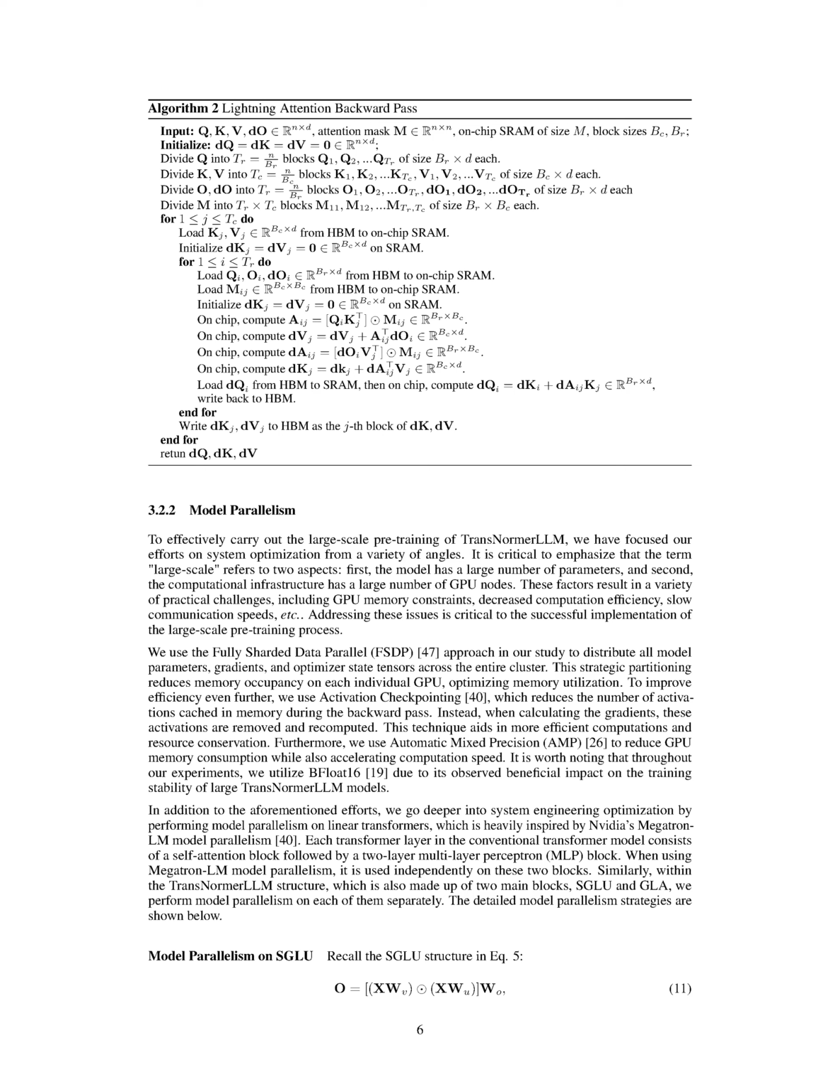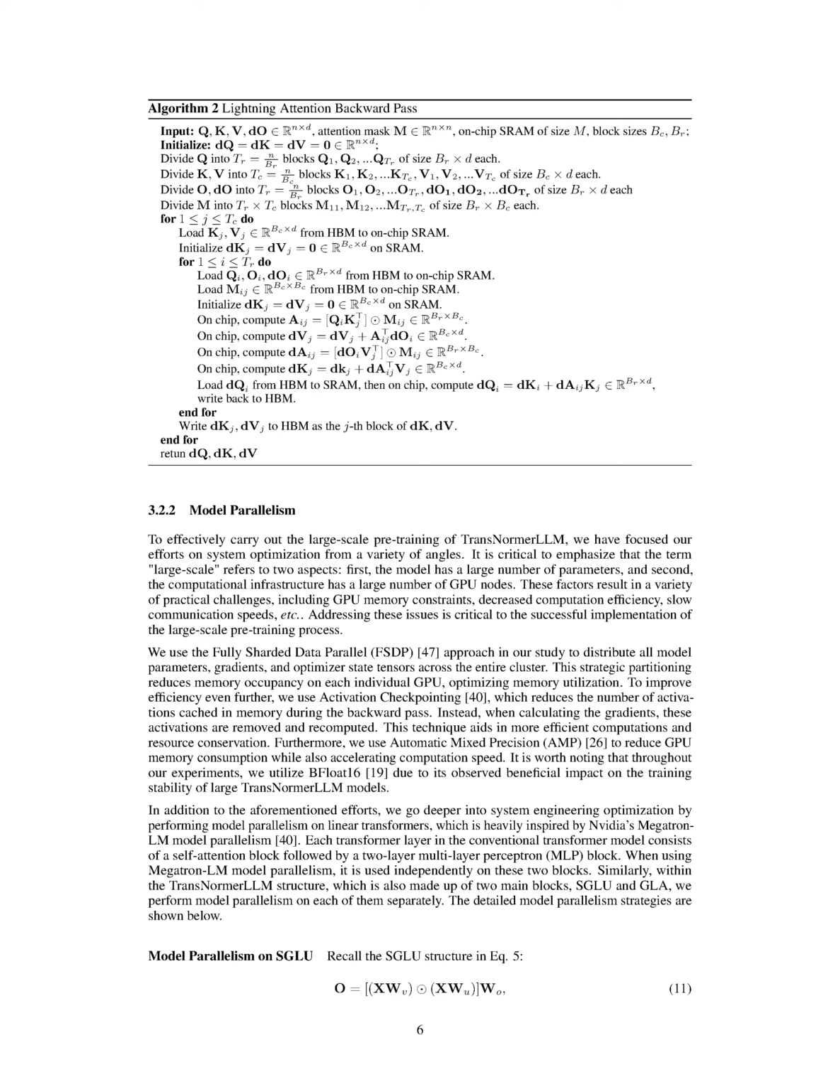In addition to these efforts, we've optimized our system engineering by implementing model parallelism on linear transformers, inspired by NVIDIA's Megatron-LM model parallelism. Each transformer layer in the traditional transformer model consists of a self-attention block followed by a two-layer multi-layer perceptron, MLP, block. When using Megatron-LM model parallelism, it is applied separately to these two blocks. Similarly, in the TransNormerLLM structure, which also consists of two main blocks, SGLU and GLA, we apply model parallelism to each of them separately. We'll provide more details about our model parallelism strategies below.